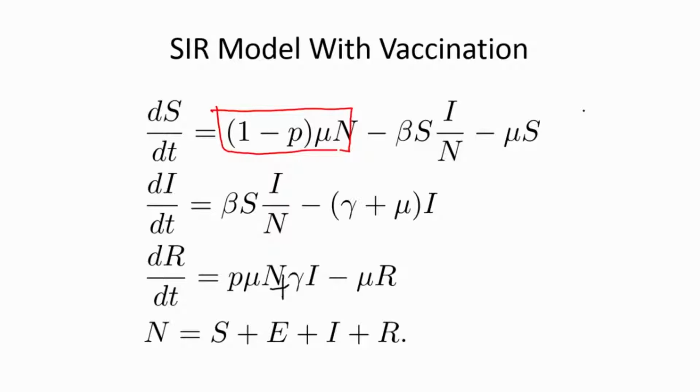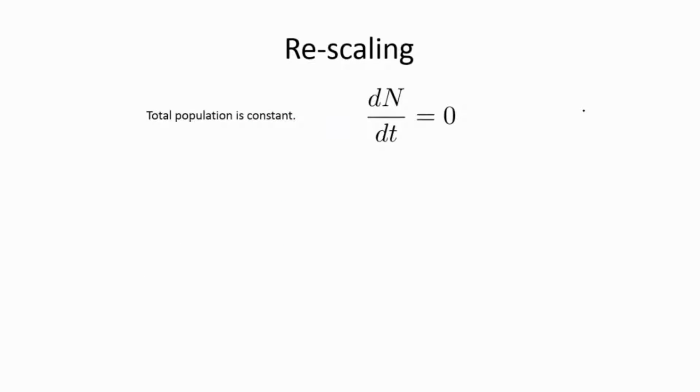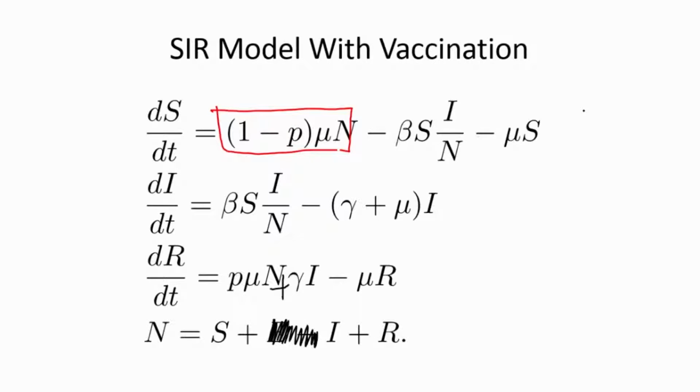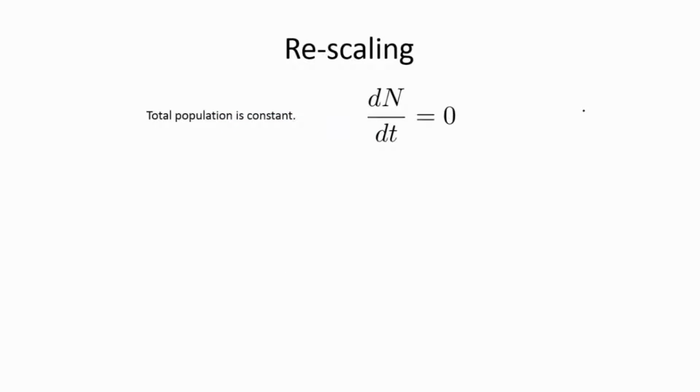Okay, and there is another typo here. You're going to bear with me. So the total population is still n equals S plus I plus R. Okay, so because n is the sum of the total population, then it's easy to verify that the derivative of n equals 0. So let's verify that.